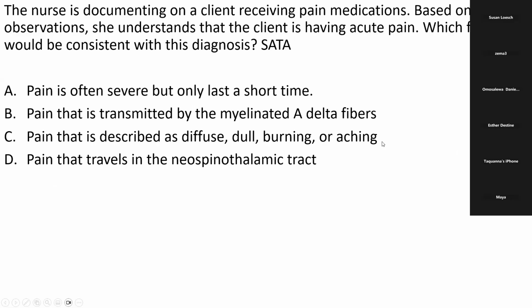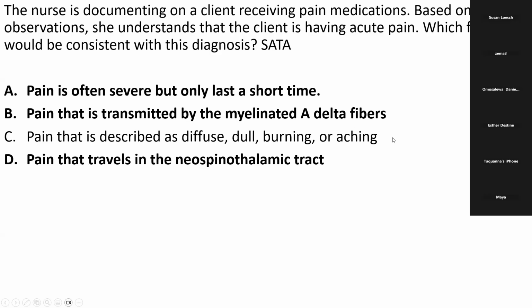The nurse is documenting on a client receiving pain medication. Based on her observations, she understands the client is having acute pain. Which findings are consistent? A, A and B, and D.